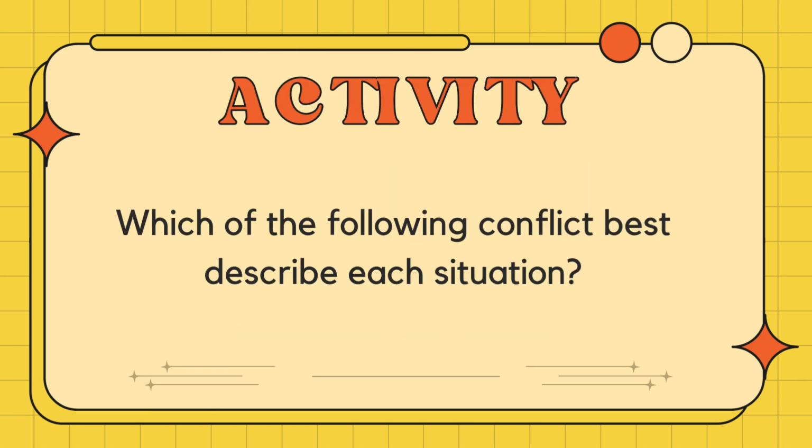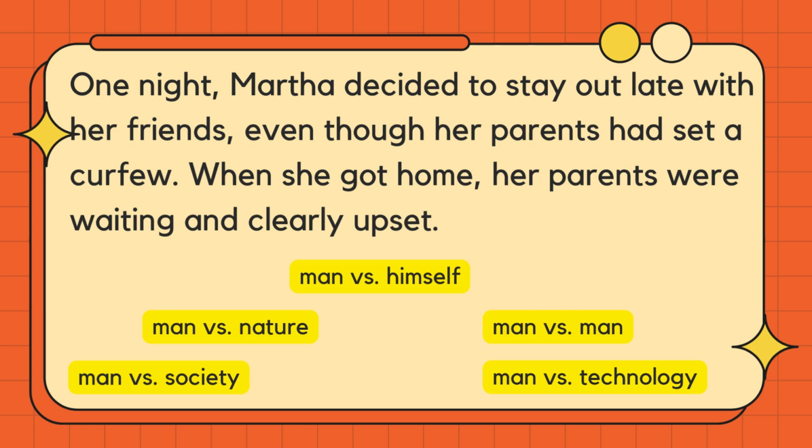If not, let us have an activity. For our activity, you're going to choose which of the following conflicts best describes each situation. For number one: Martha decided to stay out late with her friends even though her parents had set a curfew. When she got home, her parents were waiting and clearly upset. Which conflict example is this?